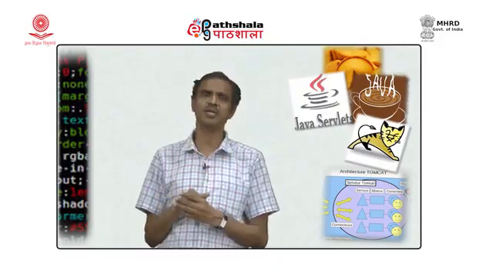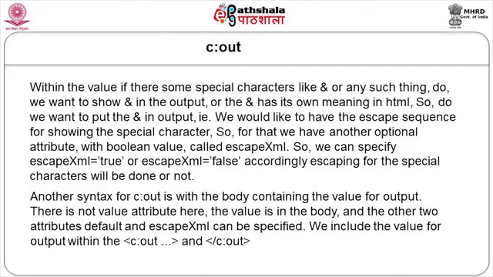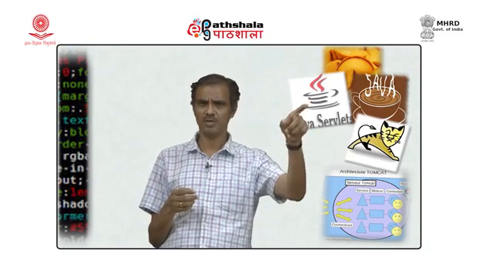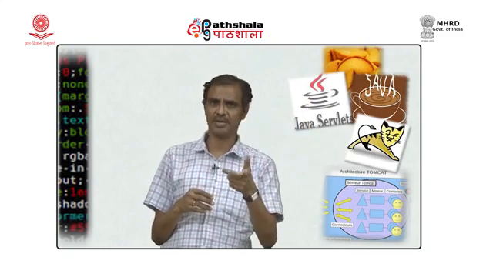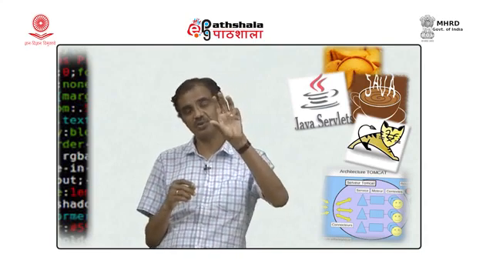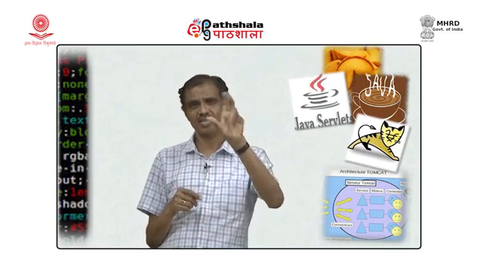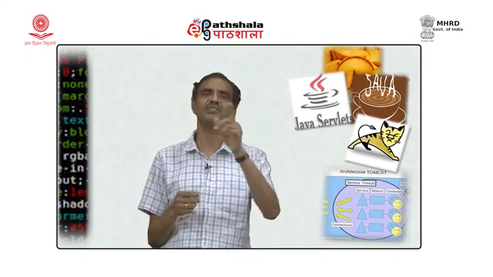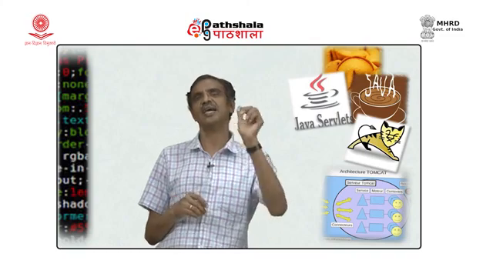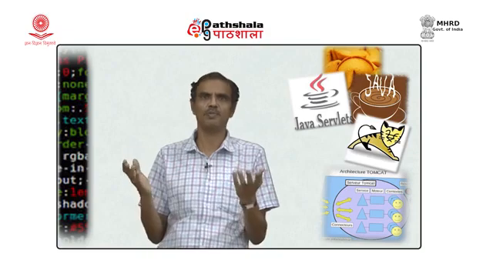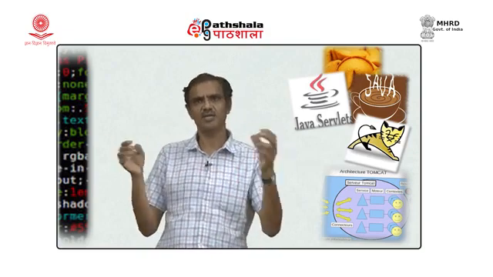Plus one more thing: within the value, if there are special characters like ampersand, the ampersand has its own meaning in HTML. So, do we want to put the ampersand? That means we would like to put the escape sequence for showing an ampersand or those special characters. For that we have another Boolean setting, escape XML. You can say escape XML equal to either true or false, and accordingly it works.